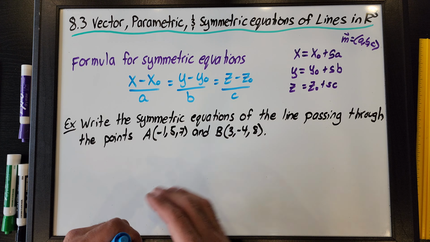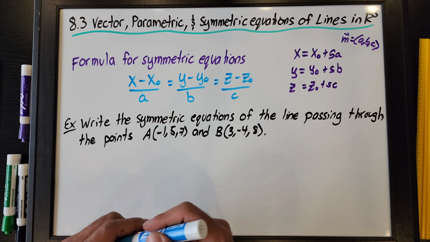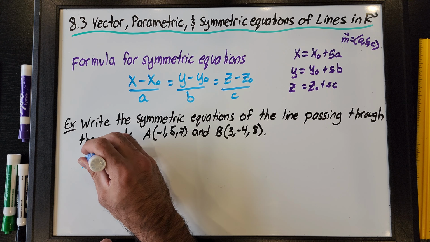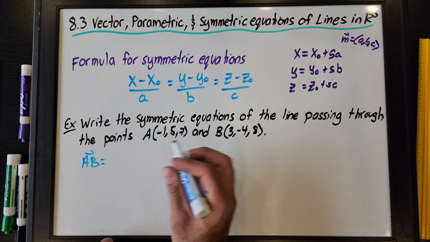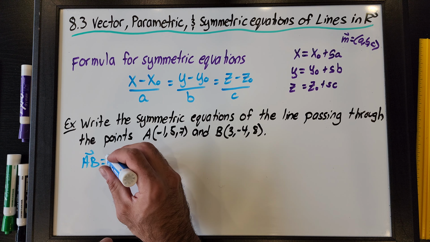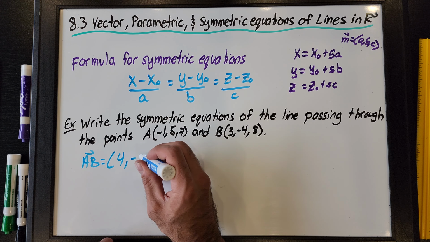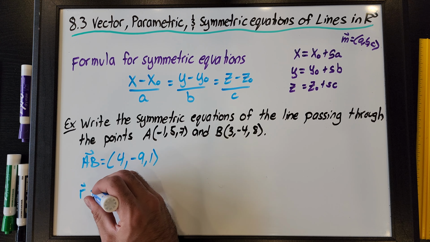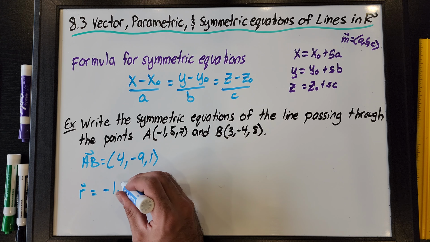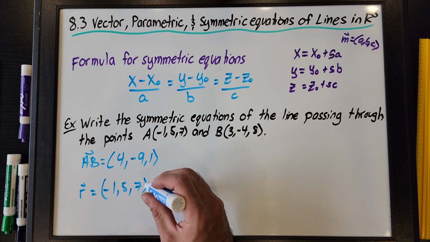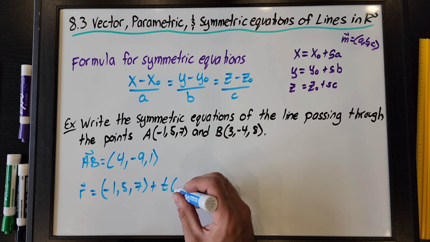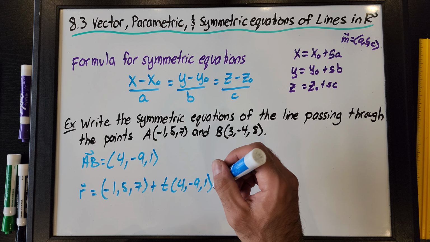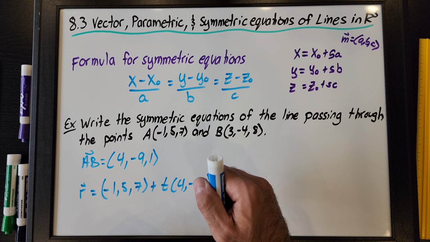We want to write the symmetric equations of the line passing through these 2 points. So of course, our first step is always going to be, well, we've got to find our directional vector. The directional vector between A and B, if I subtract those 2 points, I'm going to get 4, -9, 1. So now I can already come up with the equation of my line. This is -1, 5, 7, plus some sort of parameter times my directional vector. Boom, I have the equation of the line in vector form.